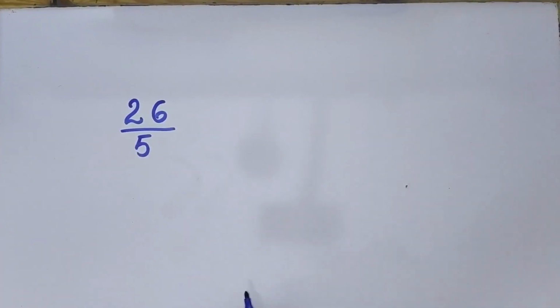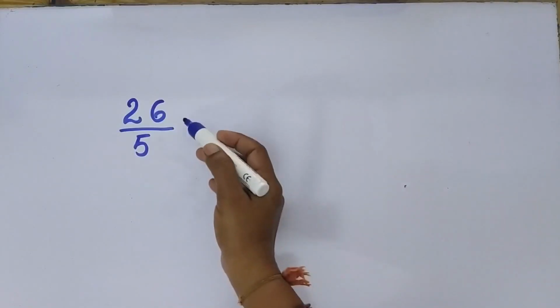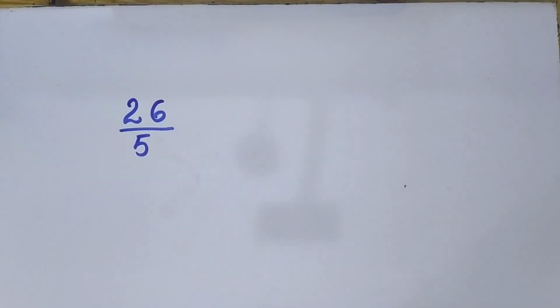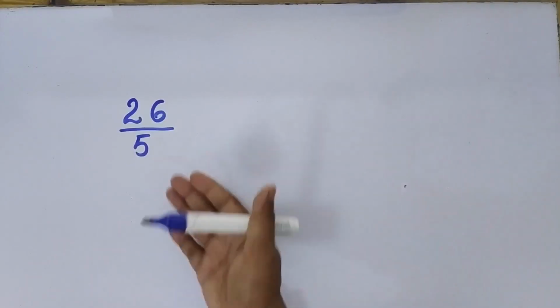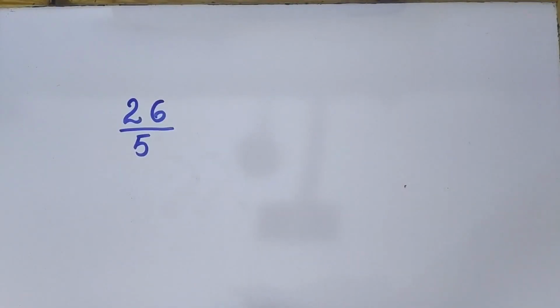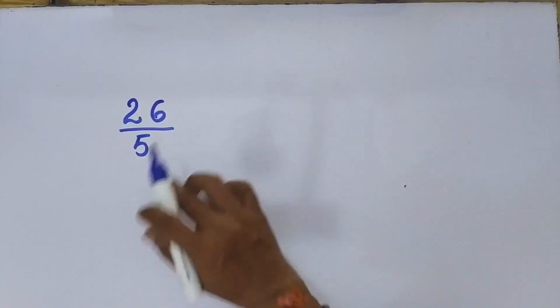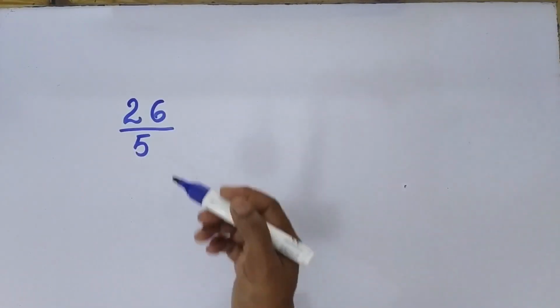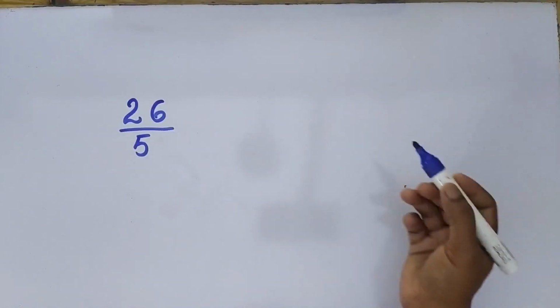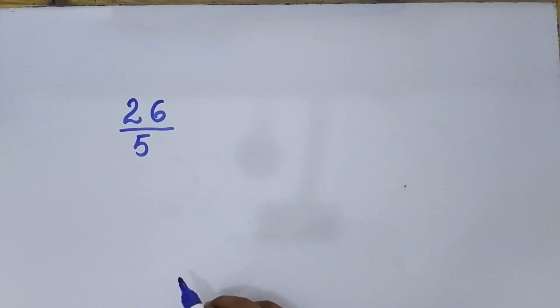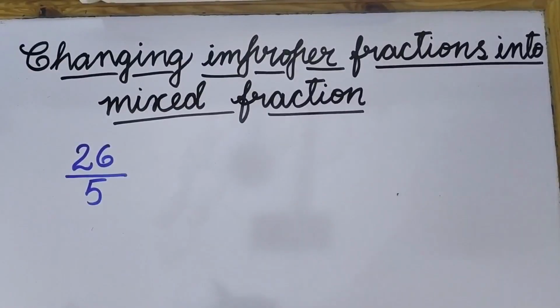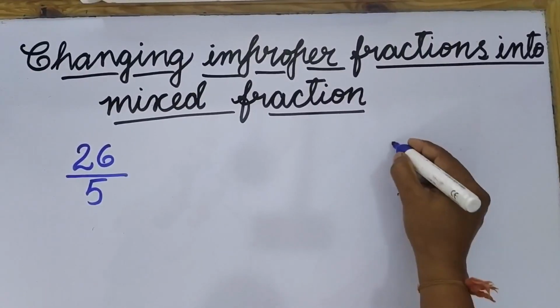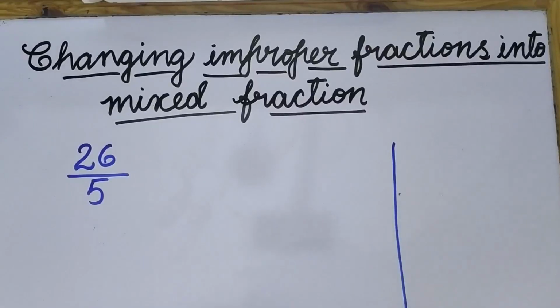Alright, have a look here. The fraction is 26 by 5. Just now we have recalled the types of fractions. What type of fraction is this? Yes, this is an improper fraction. And we can change an improper fraction into a mixed fraction. Let us have a look. Yes, how to change, you know very well. So this is our rough work.